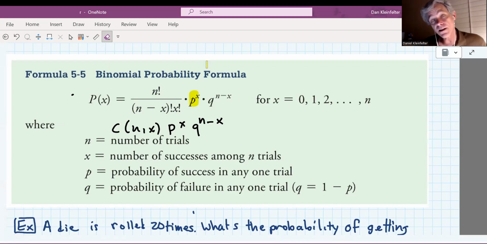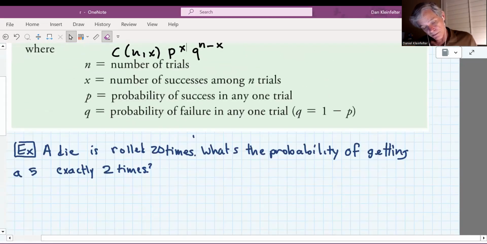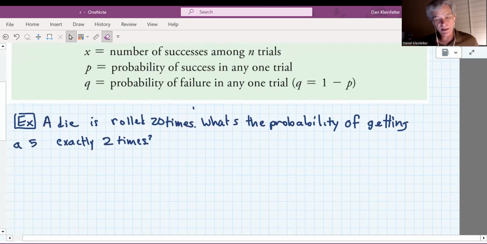Remember that if there are n total tries and x are successes, then n minus x would have to be the number of failures. All right, so that is how our formula works. So let's try it once on here.